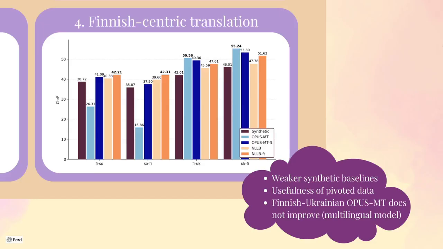For starters, we can see how our synthetic baselines are much weaker than before, around 40 chrF points, but we can also prove that the pivoted data is useful. For example, for OpusMT, we see a very big jump for Finnish-Somali and Somali-Finnish translation. And also we see smaller increases for NLLB in all the cases. Again, for Finnish-Ukrainian and Ukrainian-Finnish, we can see how the fine-tuning actually decreases a bit. This is because of the highly multilingual OpusMT models.